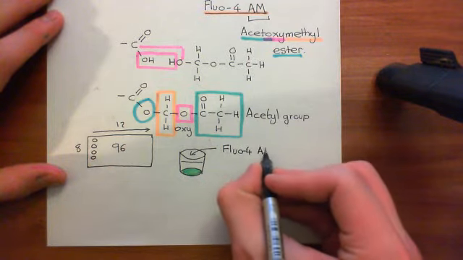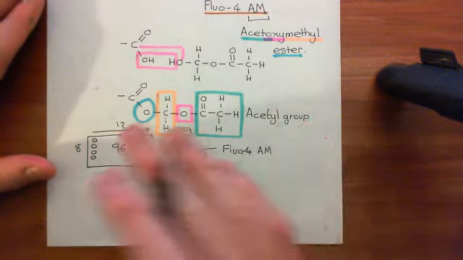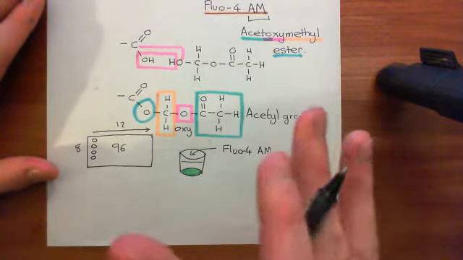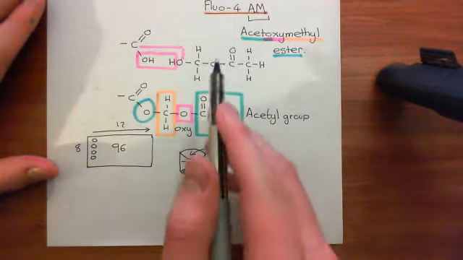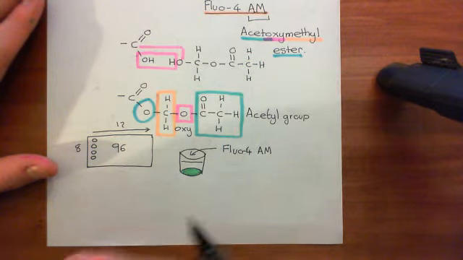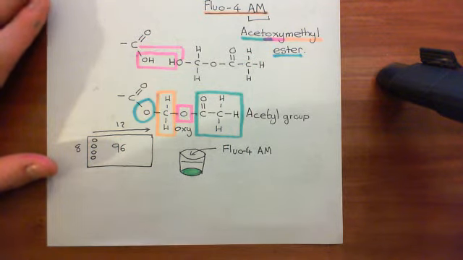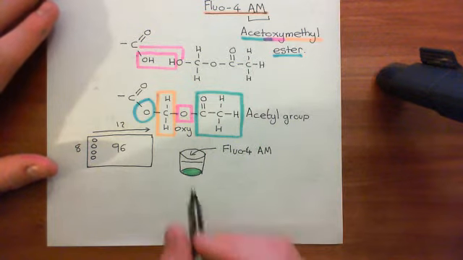Right. And now what you're going to do is incubate the cells with this solution for usually about an hour. It's usually done in darkness because Fluo-4 is actually light sensitive, so you don't want it to be exposed too much to light, otherwise it could destroy the experiment.